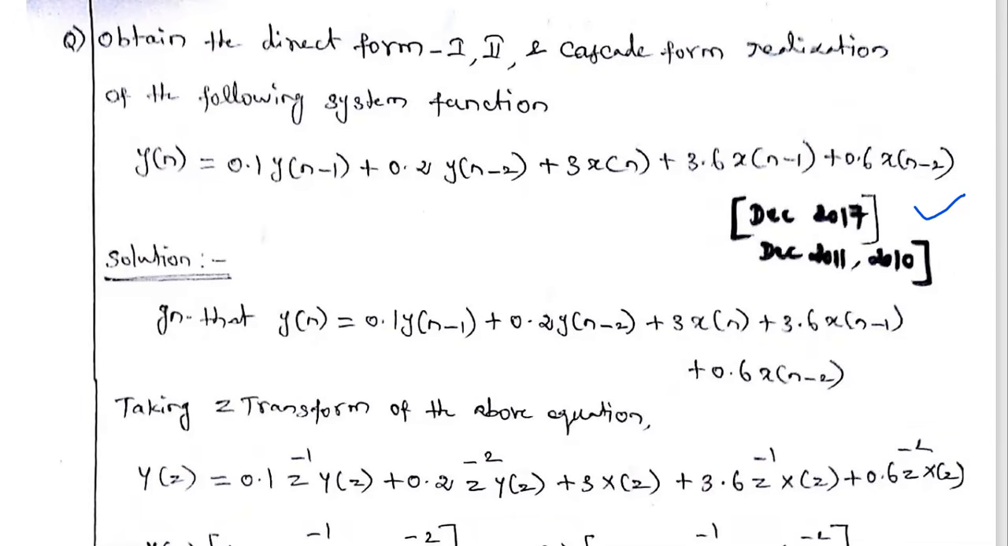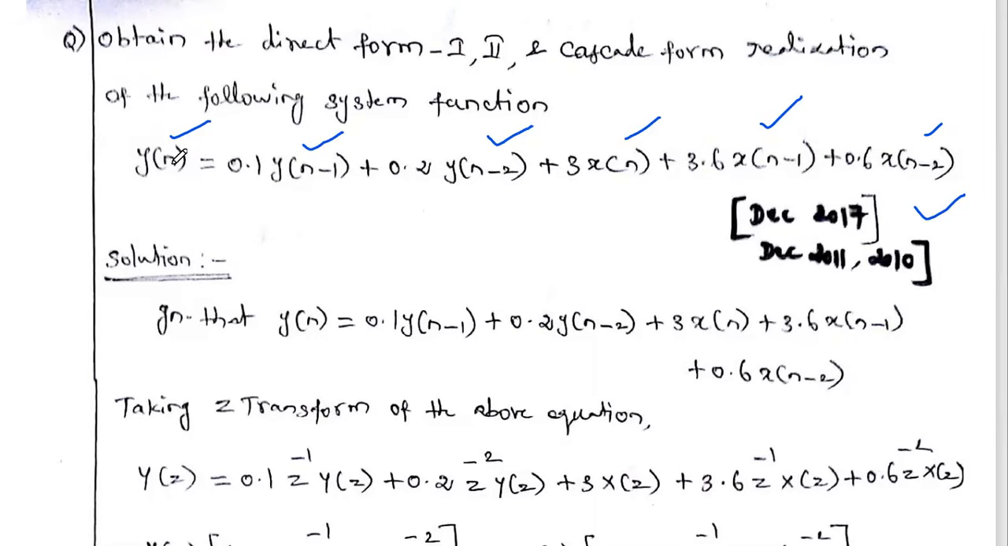So here, what is given? The given equation is a time domain system equation. Here, y of n is the present output. y of n minus 1 is the previous output, and y of n minus 2 is also a previous output. This is the one time delayed output, and this is the two time delayed output. Then x of n is the input, x of n minus 1 is the previous input, and x of n minus 2 is also a previous input.